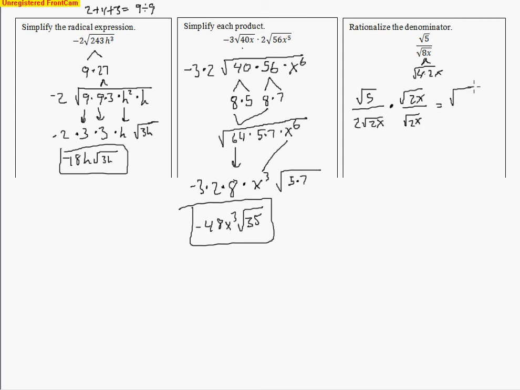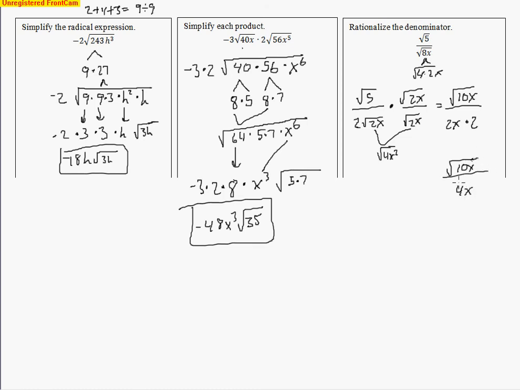So I'm now left with the square root of 10x on top. 2x times 5 makes 10x. Down below, this makes a perfect square. You see, that makes the square root of 4x squared, which just makes 2x. So I just have 2x times this other 2 that's there. And so I multiply these numbers, and I still have that 10x on top underneath the radical sign, and I have 4x down below.